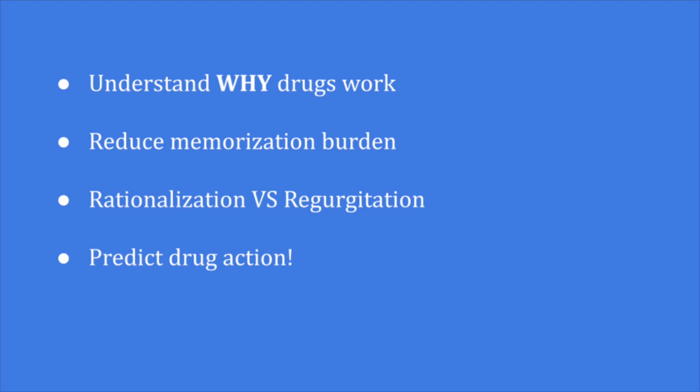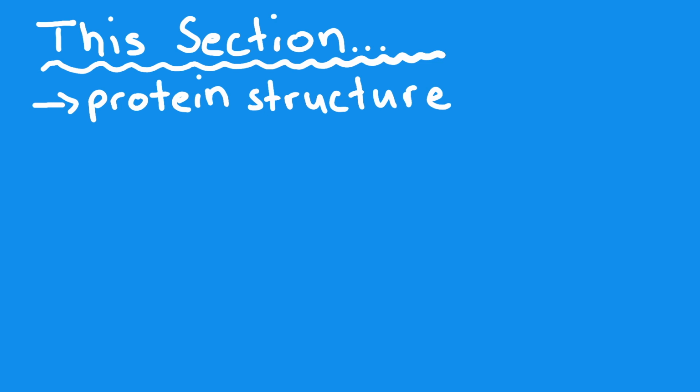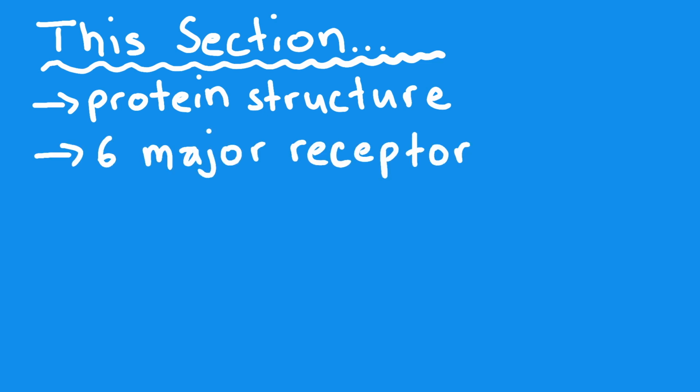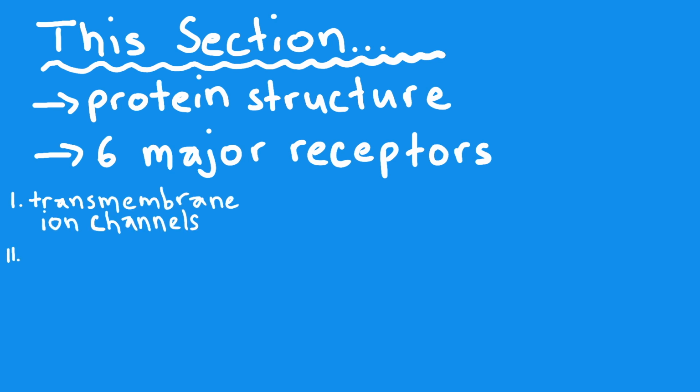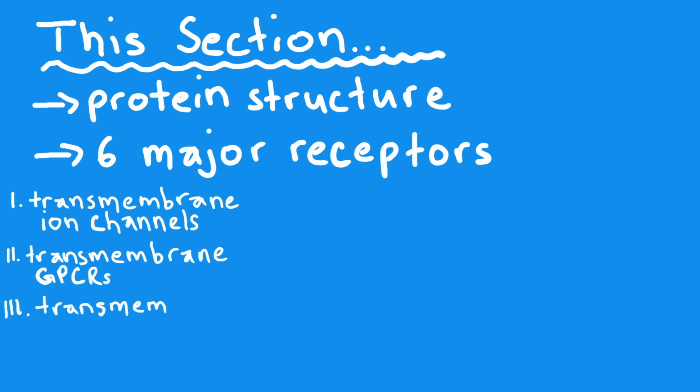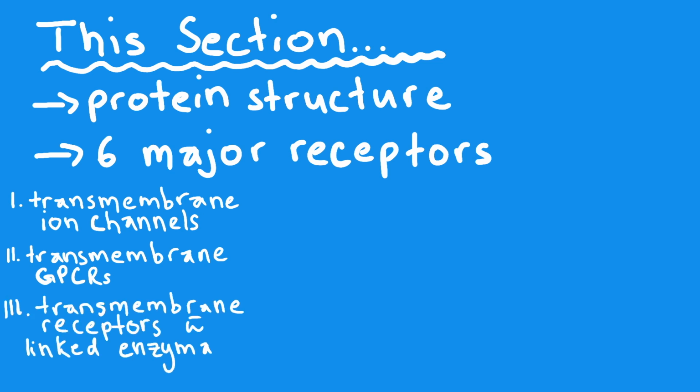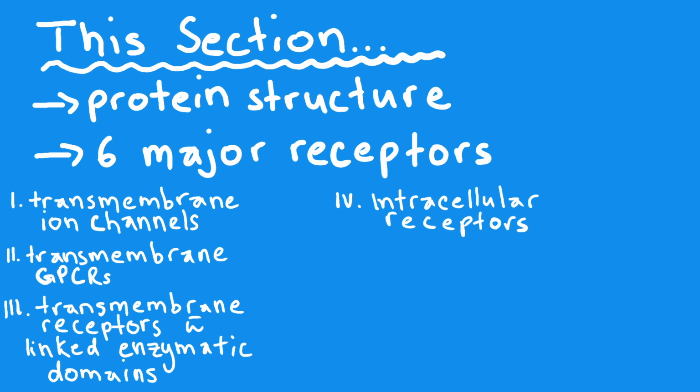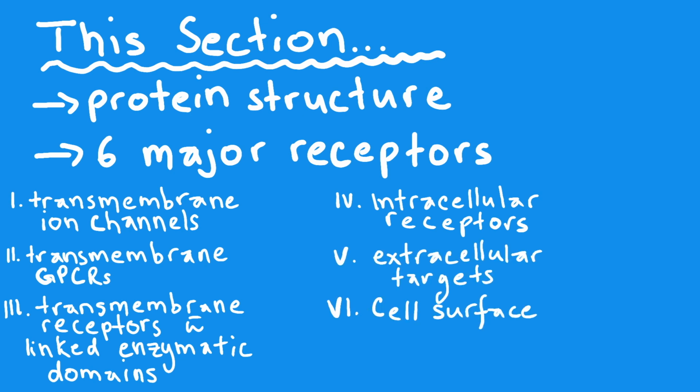Because proteins play such a big role in the drug-receptor paradigm, in this section we will briefly cover protein structure before moving on to the 6 major types of drug receptors. These include transmembrane ion channels, transmembrane G-protein coupled receptors, or GPCRs, transmembrane receptors with linked enzymatic domains, intracellular receptors, including enzymes, signal transduction molecules, transcription factors, structural proteins, and nucleic acids, extracellular targets, and finally, cell surface adhesion receptors.